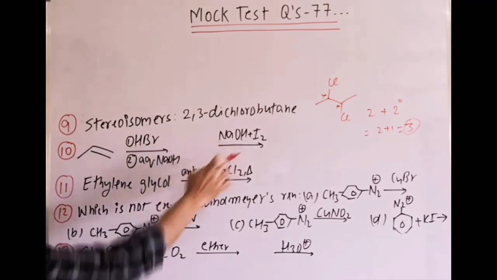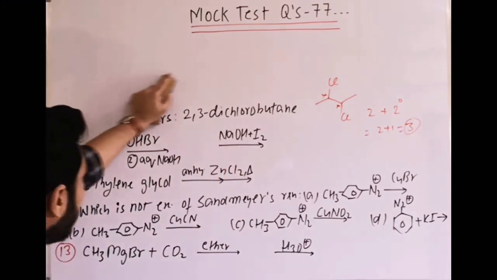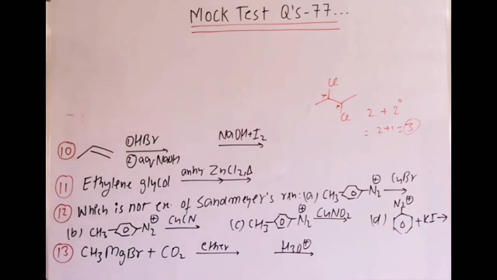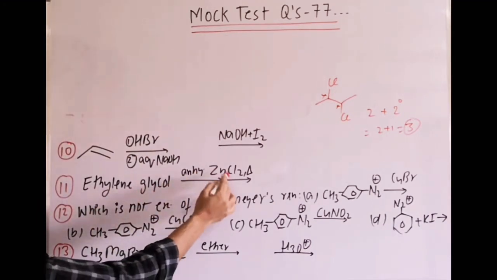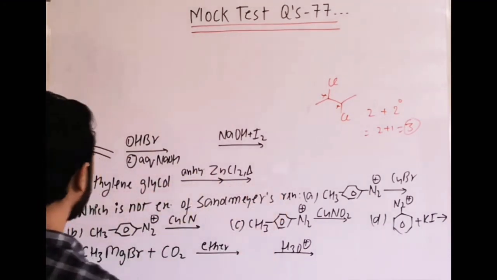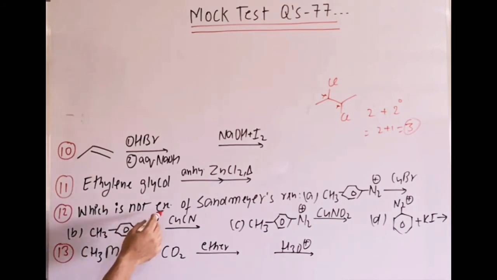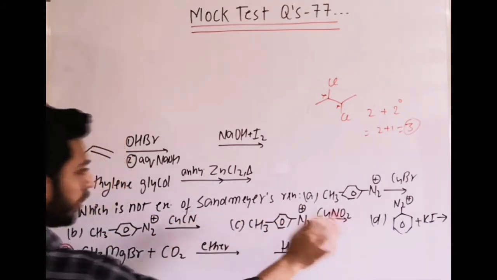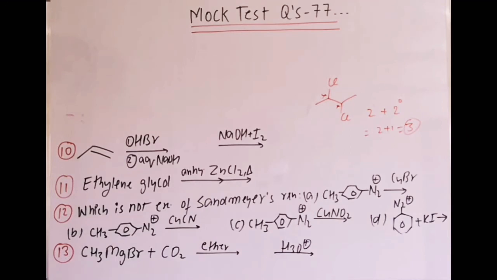Next question, write down the products formed here. Pause this video, try these questions. Next question also, ethylene glycol on heating with anhydrous ZnCl2, write down the final product. 12th question, which is not an example of Sandmeyer reaction. A, B, C, D reactions are given. You have to identify which is not an example of Sandmeyer reaction.